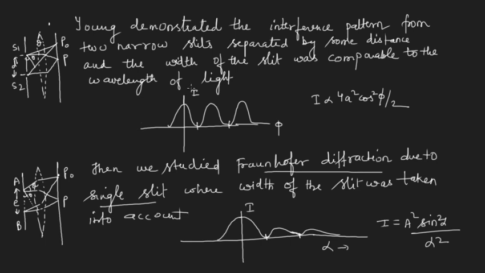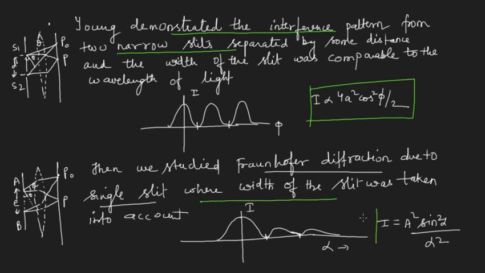We have seen that in Young's experiment, we took two narrow slits separated by some distance, and we got the intensity pattern like this. Then we studied the effect of the slit width, and we got the intensity pattern like this. Now, what can we do next? The next thing we can learn is what happens when the slit width becomes comparable to the distance between the two slits. That's what we are going to do next.